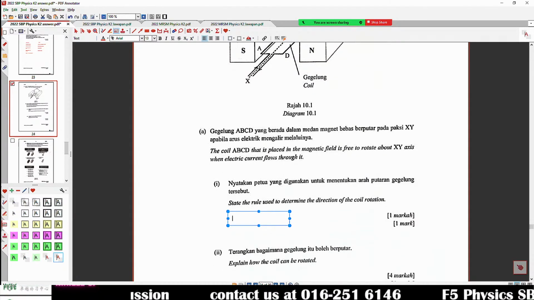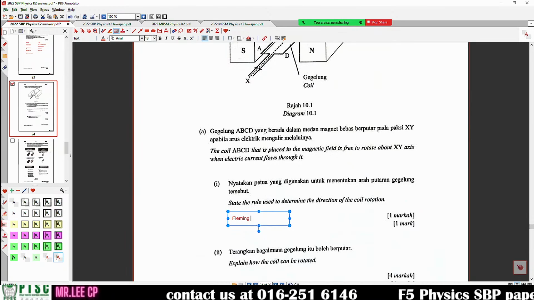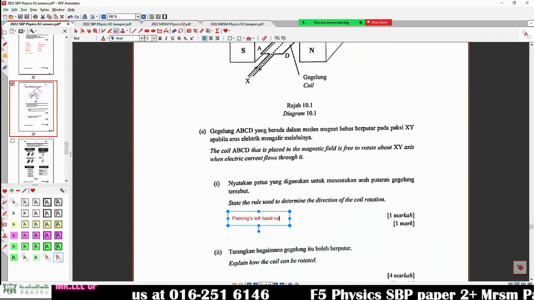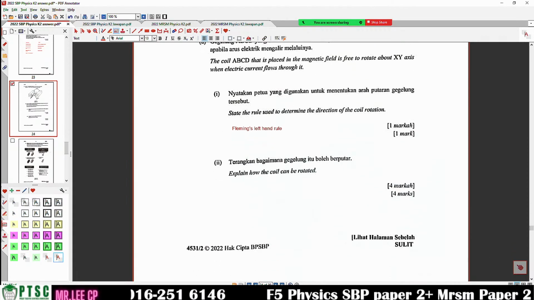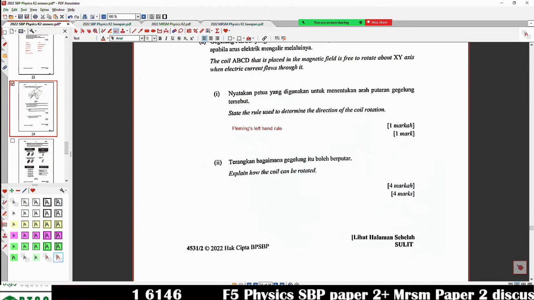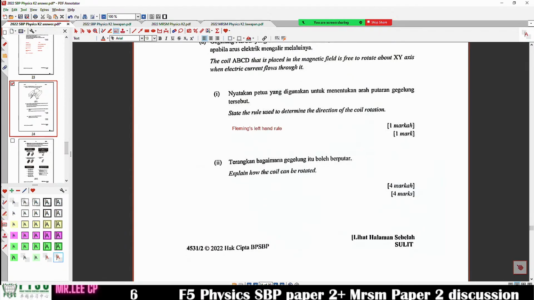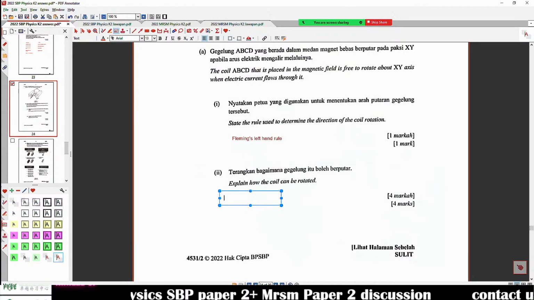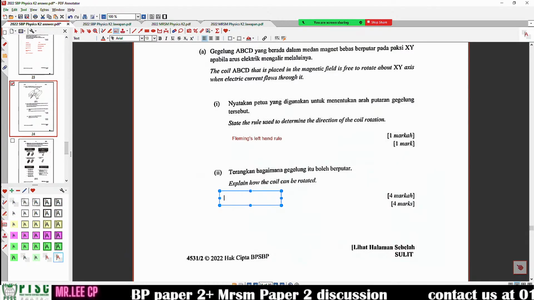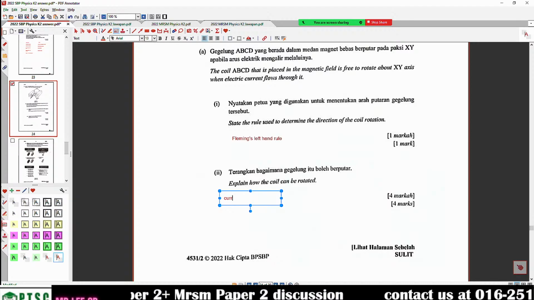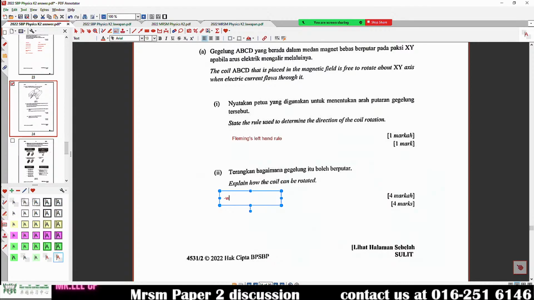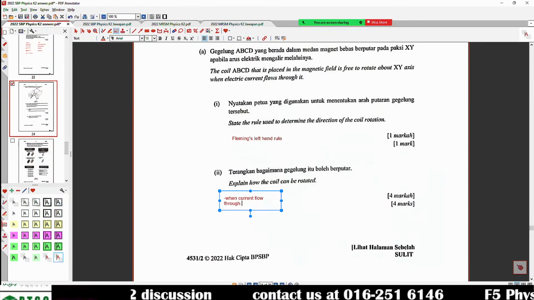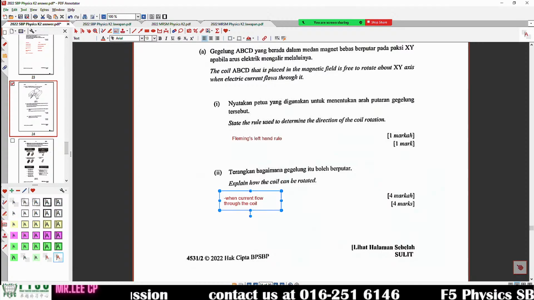So the rule is Fleming's left hand rule. Now, 4 marks. This one is difficult, normally it is hard. So now what you need to do is, here I want 4 marks. Explain how the coil can be turned when current flows. First mark: when current flows through the coil, what happened?